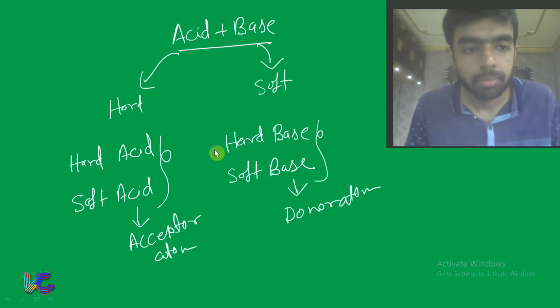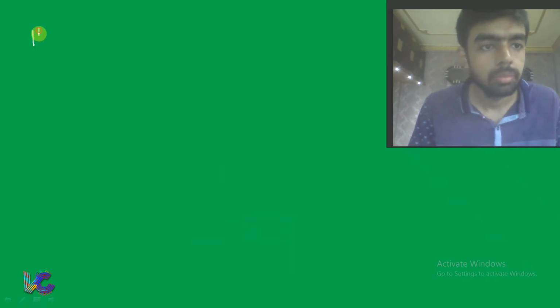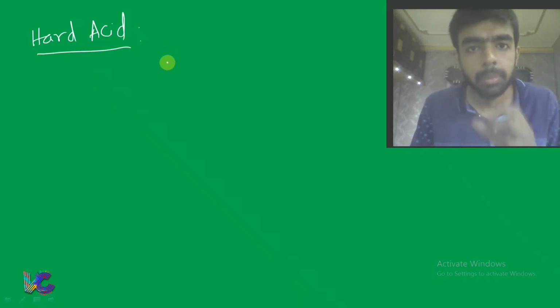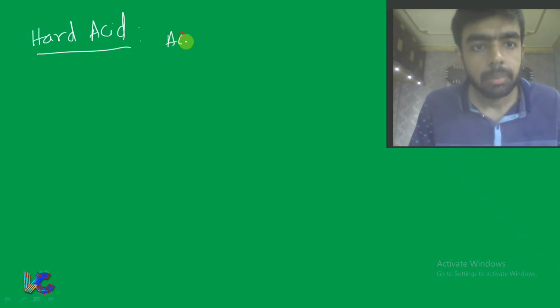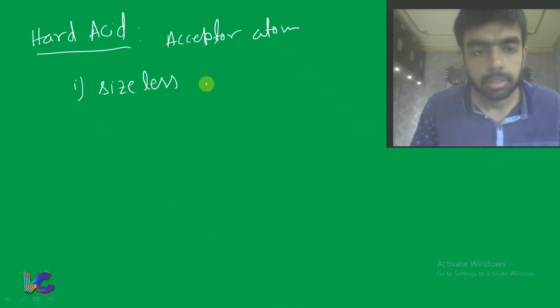Now we'll see examples of these four categories: hard acid, soft acid, hard base and soft base. So let's start with hard acid. Hard acid means it is an acceptor atom, acid means acceptor. This acceptor atom is marked by, hard means, size is less.